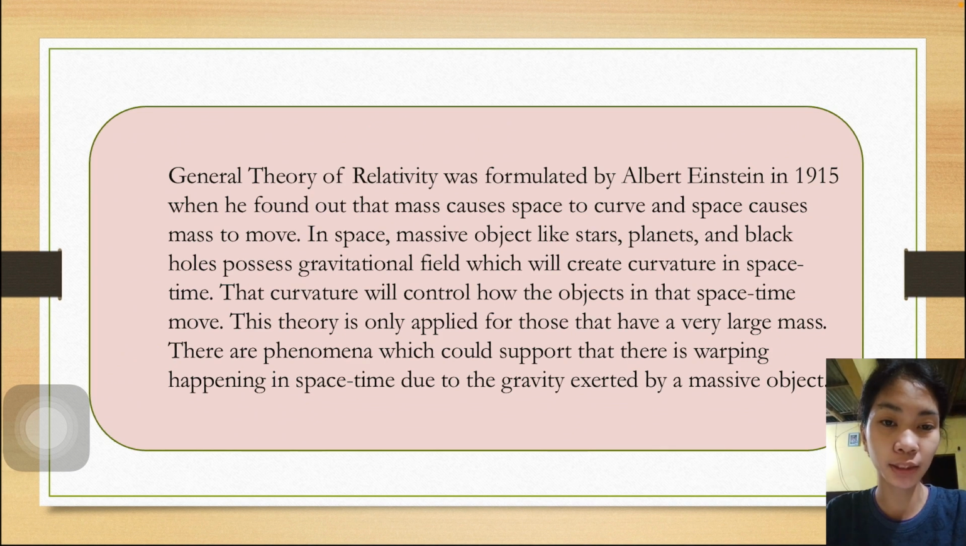space to curve and space causes mass to move. Na-formulate ni Albert Einstein ang general theory of relativity noong nalaman niya na nagkakos ang mass ng curve sa space at ang space naman ang nagkakos para mag-move ang mga mass.